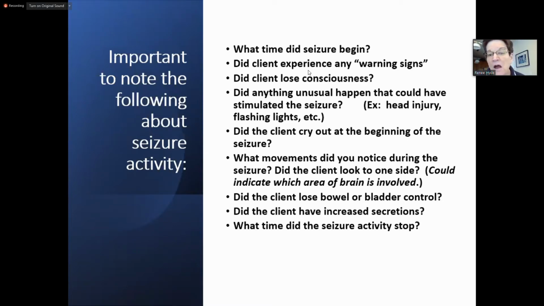Did that patient cry out at the beginning of that seizure? Remember that hoarse cry of that air going over those vocal cords? Could have occurred. What movements did you notice during the seizure? Did that client look to one side or divert their eyes to one side? It can be very important because it can help the physician indicate which area of the brain may be involved.